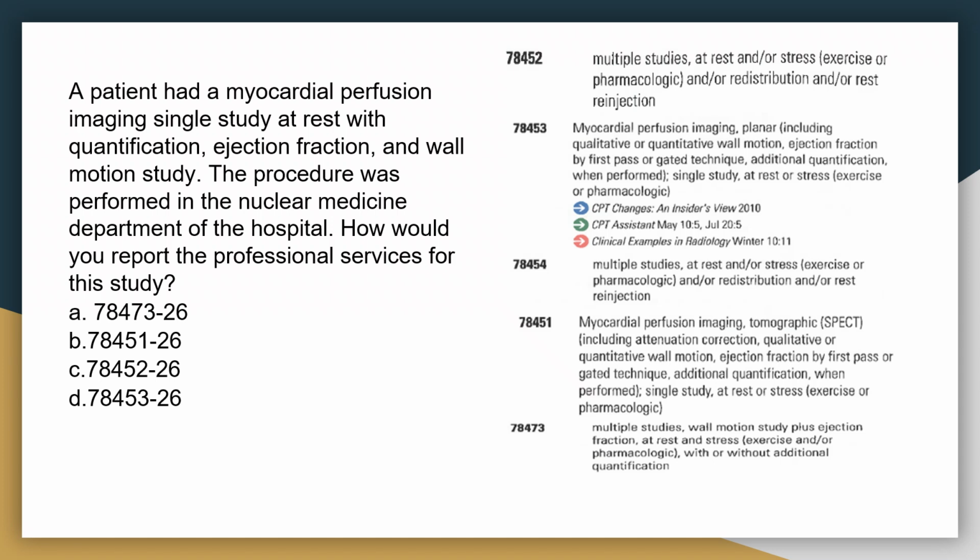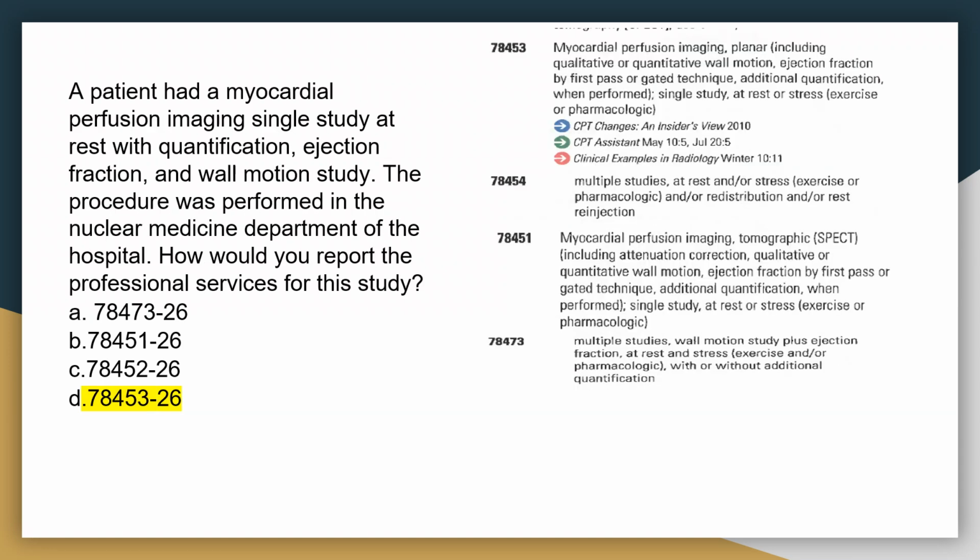So 78451 is the SPECT scan because it is tomographic, while in our patient case, nothing like that is mentioned. So you have to be very specific in reading all the codes, and then we decide the answer. So yes, 78453 is the correct answer because it talks about myocardial perfusion imaging and it is a single study. The other one was a SPECT tomographic. So between these two, this is the more appropriate language and we'll go with this.